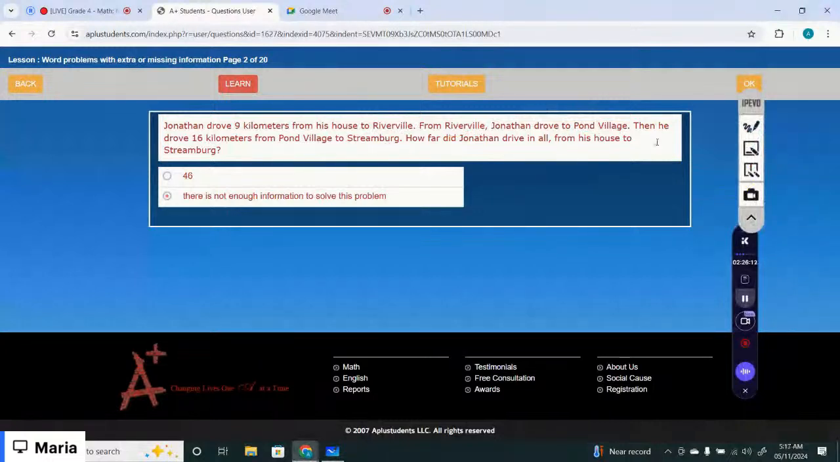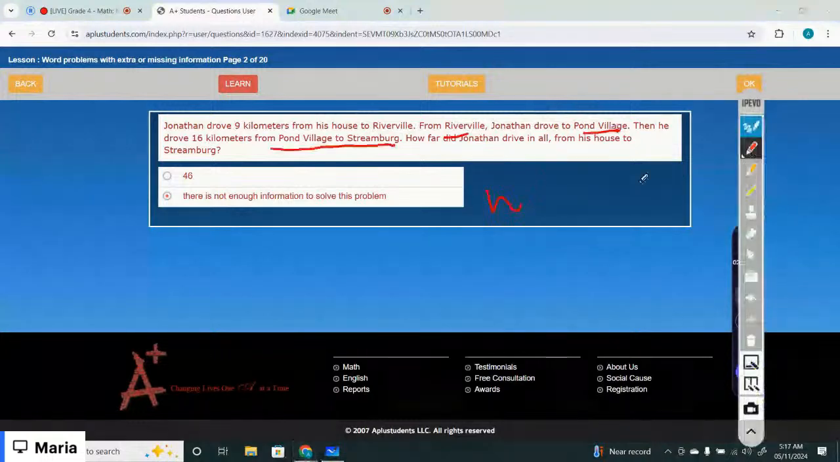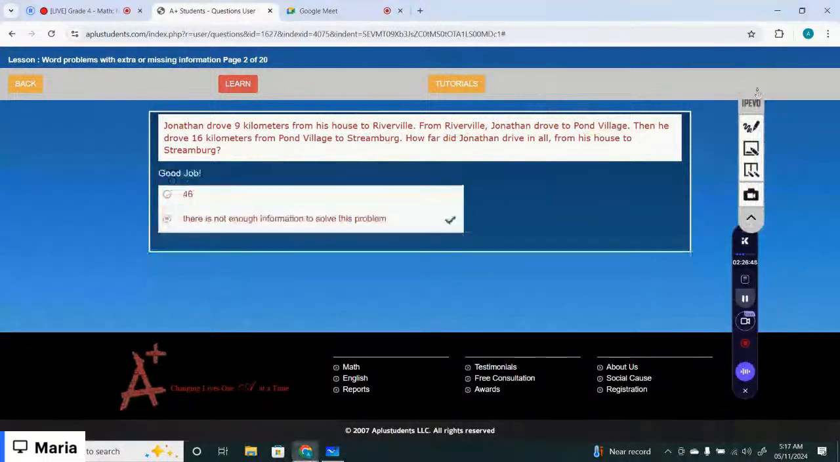Jonathan drove 9 kilometers from his house to Riverville. From Riverville, Jonathan drove to Pond Village, but how much is not given. Then he drove 16 kilometers from Pond Village to Streamburg. How far did Jonathan drive in all? You are not given how much he drove from Riverville to Pond Village, right? So that means there is not enough information to solve the problem. Got it?